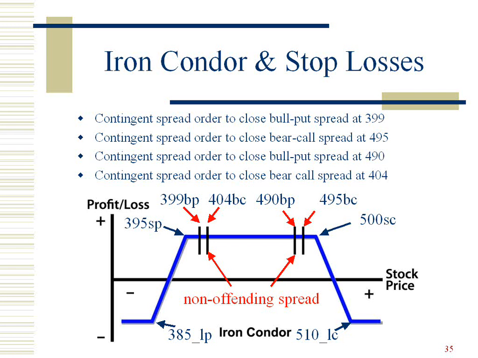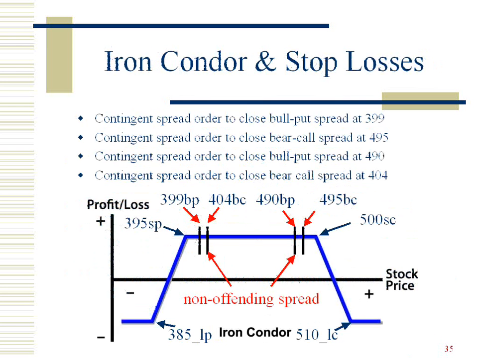We would set a contingent order at 495, which is 1%, just like we've done for the short put. But in this case, we would set a contingent order to close the bear spread. Then we would also set, say, a contingent order at 404 to close the bear call spread, and then a contingent spread order at 490 to close the bull put spread.